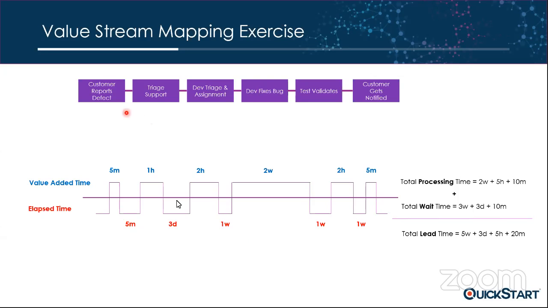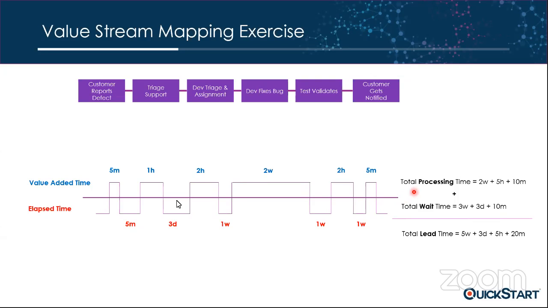So imagine this process, right? We have the reports of defects. We need to triage the defects and support, to detect which are critical and which are not. After that is the triage of the development and assigning the right people. After that, we have the development team fixing the bugs, the defects, and validating. And finally, the customer will be notified, right? This is a typical process. And here we could have these times, right? 5 minutes, 1 hour, 2 hours, 2 weeks, etc.